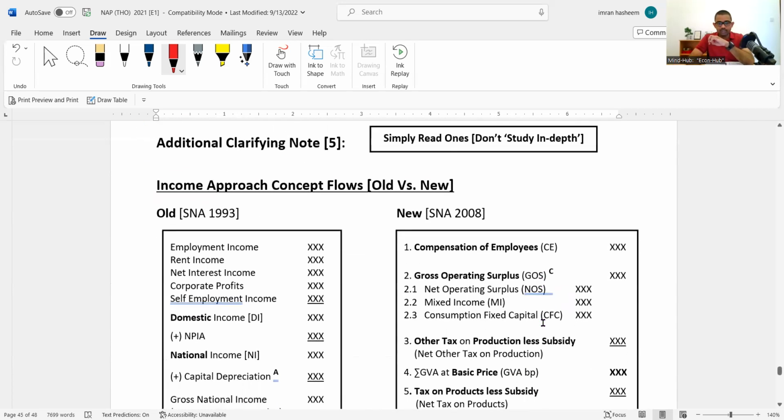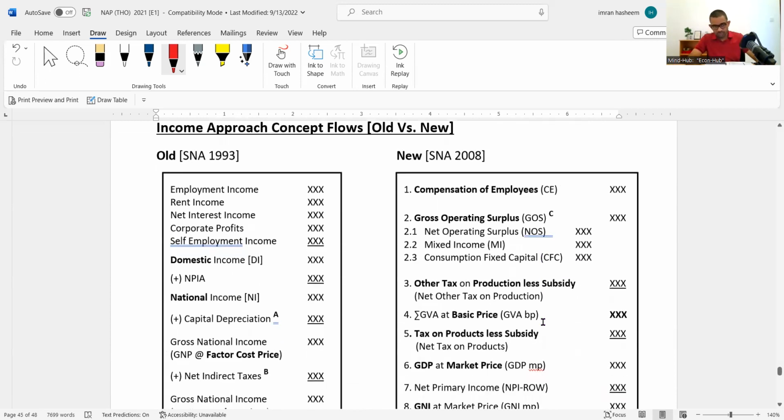Right. And then page 44 is just some additional information to clarify a few things. Now, I have given a side-by-side in the previous approach of national accounting, the System of National Accounts 1993, of how we go through the income approach calculation, right? These were the income categories we looked at: employment income, rent income, net interest, corporate profits, and self-employment income.